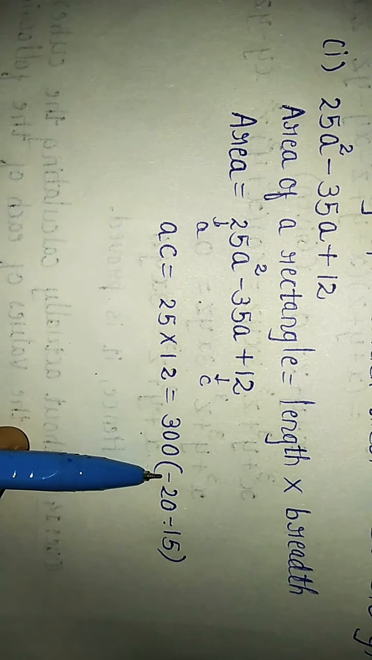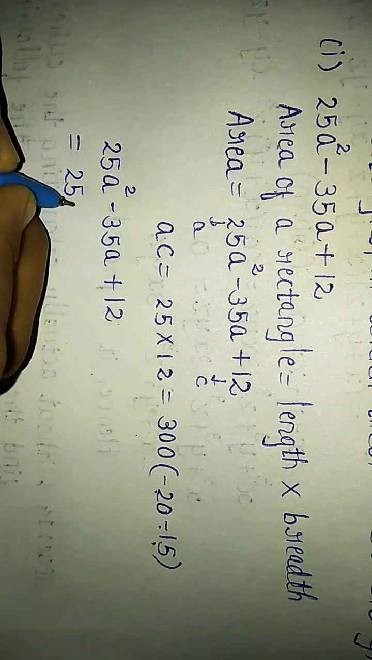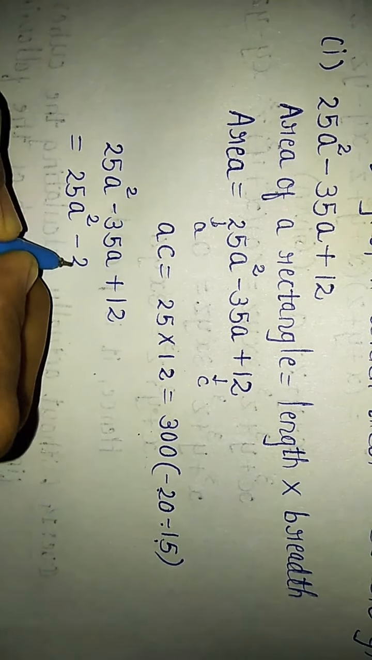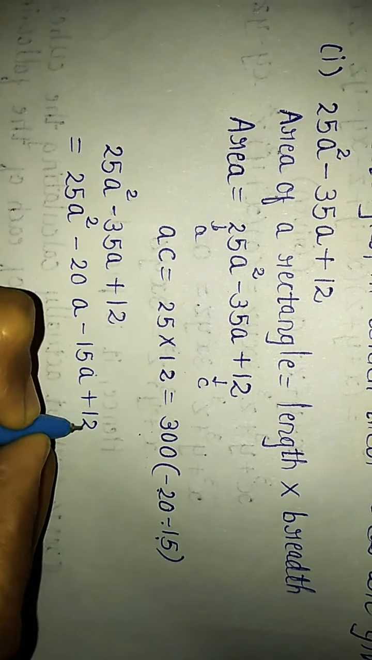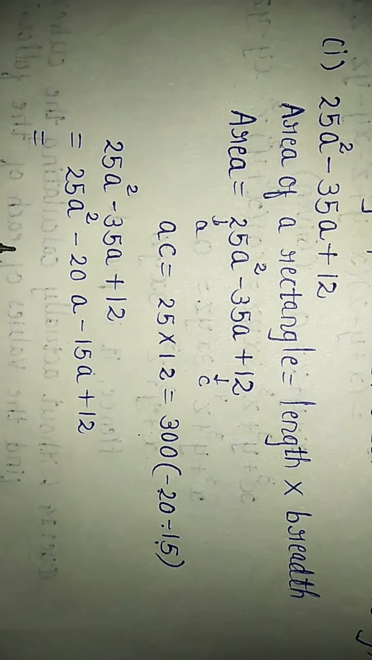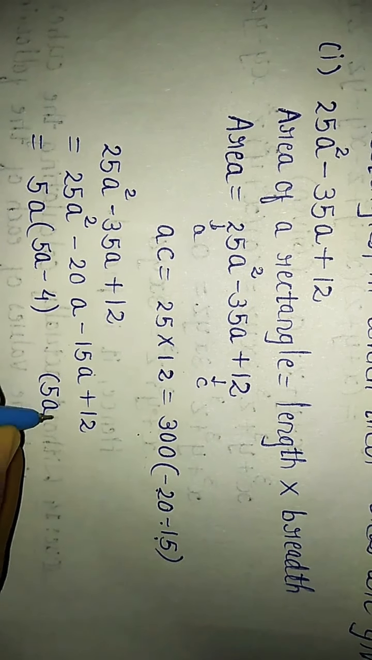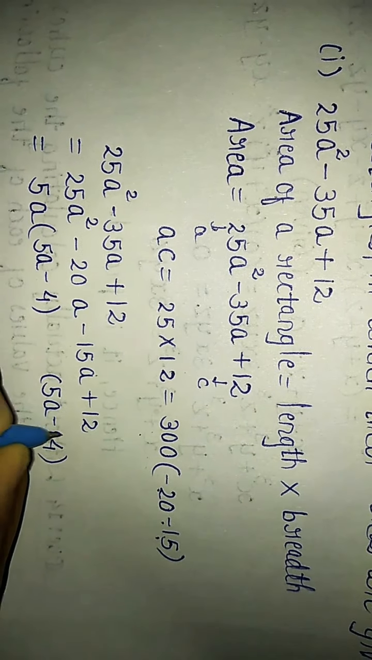How are we going to write it? 25a square minus 35a plus 12. So we will write it as 25a square minus 20a minus 15a plus 12. From the first two terms, we will take common. What can we take common? 5a. What are we left with? 5a minus 4. The next bracket also should be 5a minus 4.